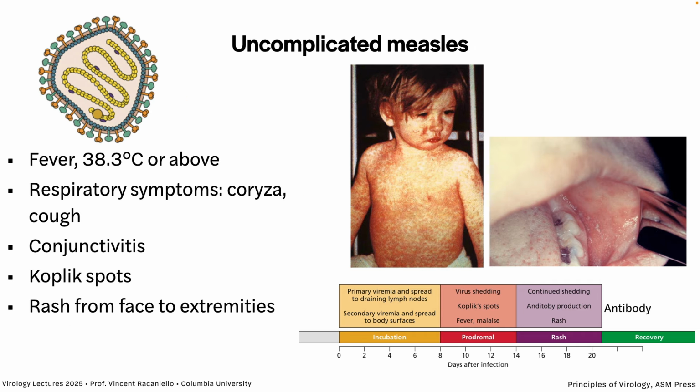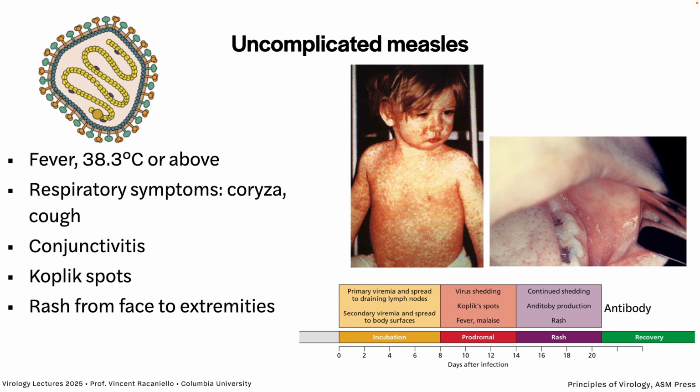Uncomplicated measles: high fever, respiratory symptoms, runny nose, cough, conjunctivitis, and the rash from face to extremities. It starts at the face, so the rash initially begins in the face, and then it spreads downwards. So if you catch it early, you can see that. And you get rash over the whole body, as you can see in this kid. And in the mouth, if you look, are what are called Koplik spots. And these are little white spots here.